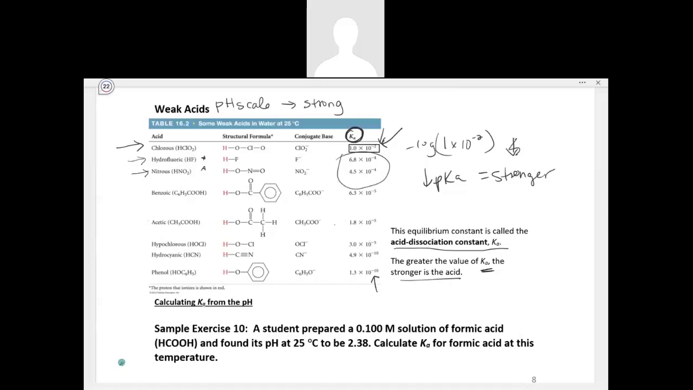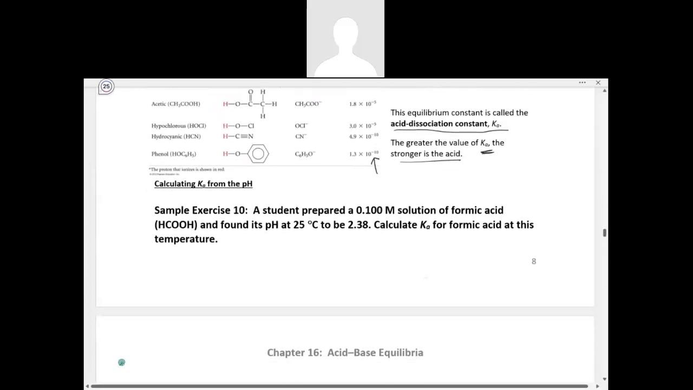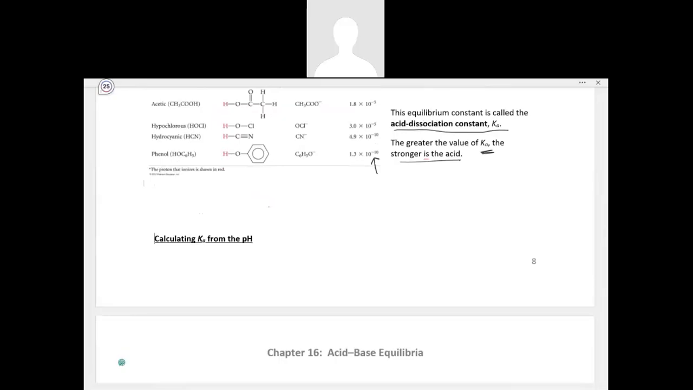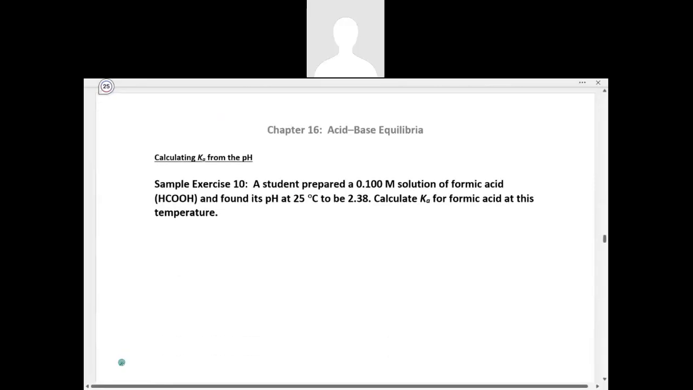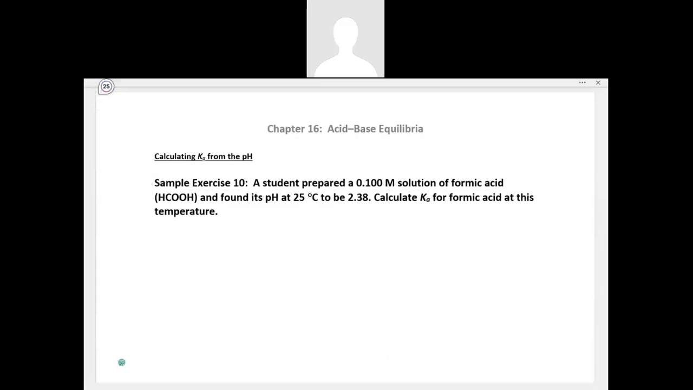So let's take a look at, say we're given a pH, and we want to find our acid dissociation constant. We can do that. So how can we do that? That's what we're going to see right here with sample exercise number 10. We're told that we have a solution of 0.100 molar formic acid. And here's the formula for that, just so we can write out this dissociation.